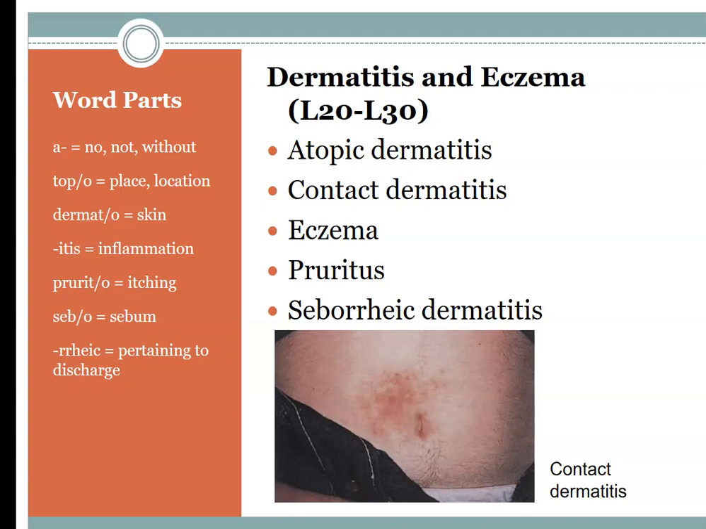Looking over at your word parts, a is no, not, or without. Topo is place or location. Dermato is skin. Itis is inflammation. Prurito is itching. Sebo is sebum. And rrheic is pertaining to discharge.